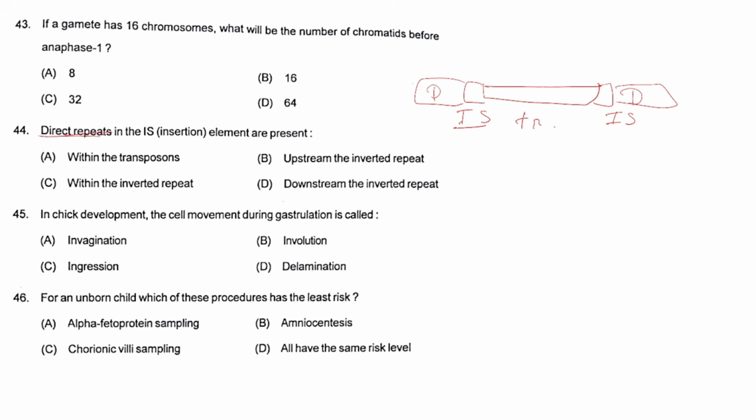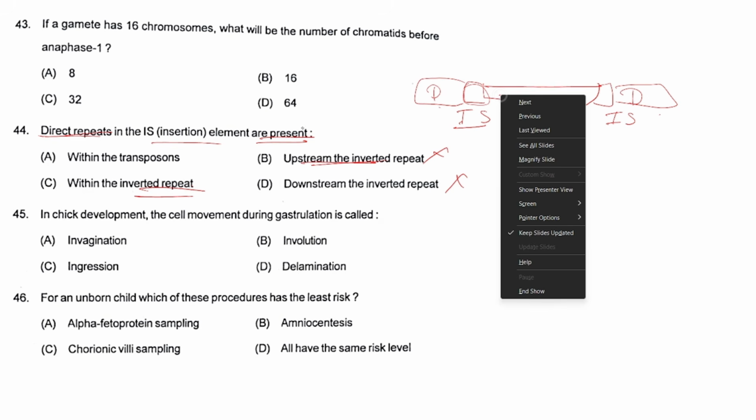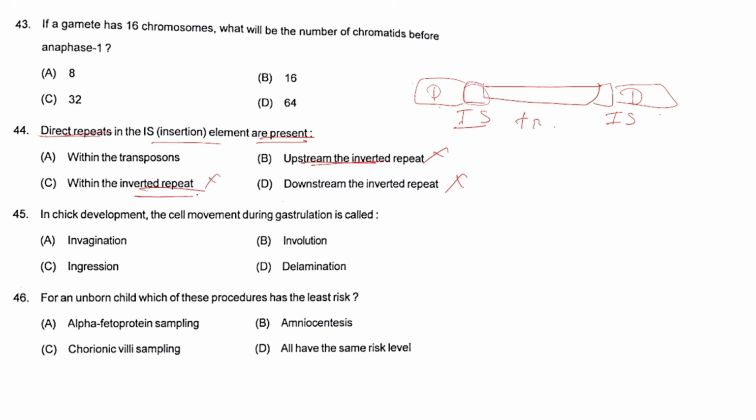It is asking where direct repeats in insertion elements are present. You can see it is flanking both the sides. So the best answer will not be upstream. It is not only present in upstream, it is present in downstream also. Only upstream will be wrong, only downstream will be wrong. Within the inverted repeat, it is not possible. Inverted repeat is present beside the direct repeats, isn't it? So this option will be wrong, and within the transposons, this option is the most accurate. So with the elimination method, you can find the answer to this question. The answer to question number 44 is A, that is within the transposons.